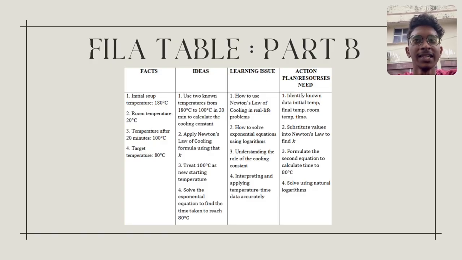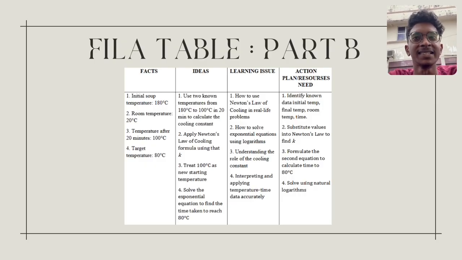Number 1. The initial soup temperature is 180 degrees Celsius. Number 2 is room temperature of 20 degrees Celsius. Number 3 is the temperature after 20 minutes, which is 100 degrees Celsius. And number 4 is target temperature of 80 degrees Celsius.